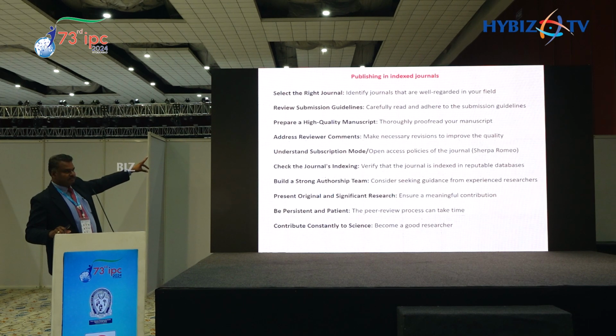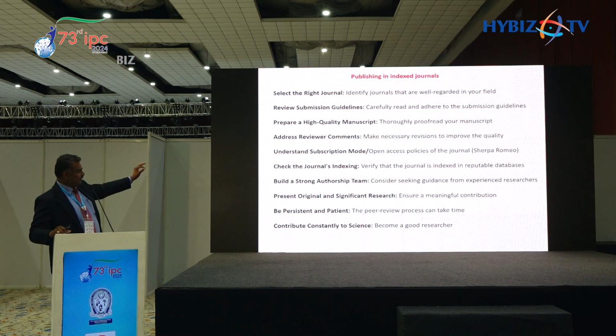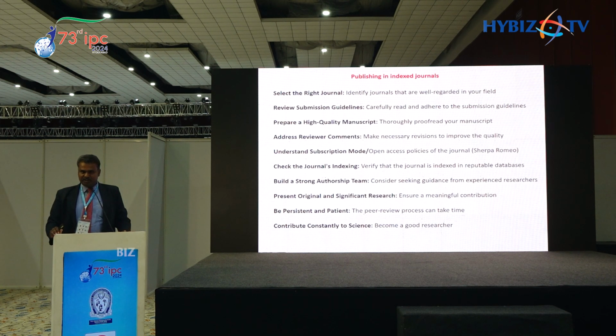Next. Select the journal, review submission guidelines, prepare the high quality manuscript, address anything if your manuscript is under revision, review your comments, and understand the subscription mode. You can go to Sherpa Romeo. Sherpa Romeo is the forum where you can find out whether the journal provides green open access or gold open access. If it is green open access, you do not need to pay money. If it is gold, platinum or silver open access, you need to pay money. So a number of journals are available with green open access also.